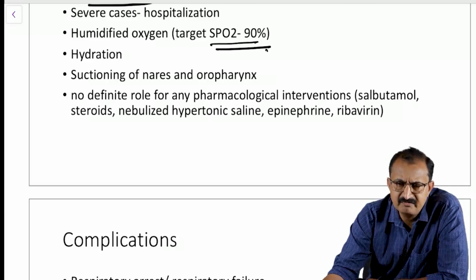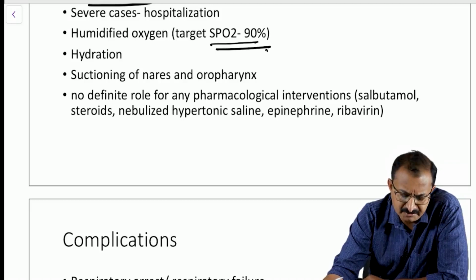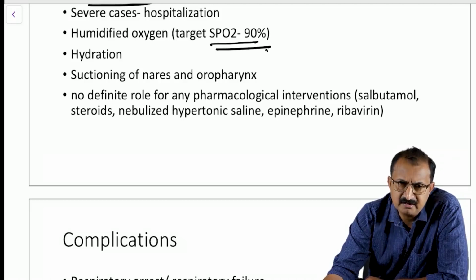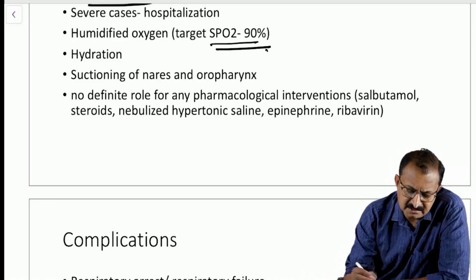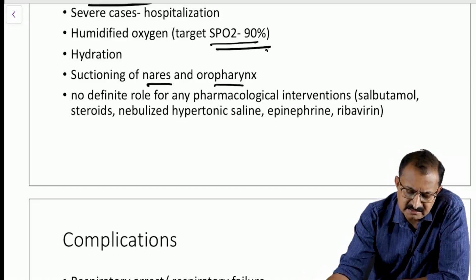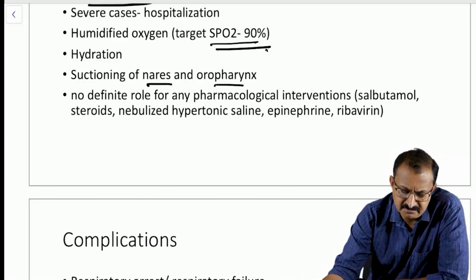If not feeding well, they need fluids through a nasogastric tube, or sometimes parenteral IV fluids may be needed. If the baby gets dehydrated, the secretions become dried up and the airway obstruction will become more severe. And suctioning of the nares and oropharynx is another important intervention we can do.